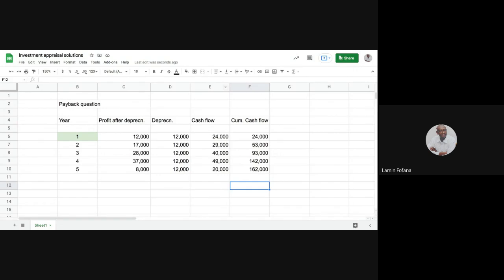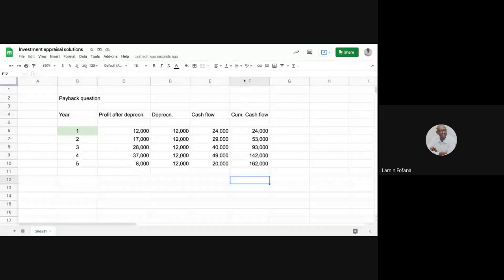Okay, so let's proceed. Now, this is our cumulative cash flow. I'm going to make it bold because we're going to use it for the decision. Our initial outlay is how much? The cost of the project, 120. Yes. So we are trying to find out in which year and which month we are going to be able to recover this 120,000.